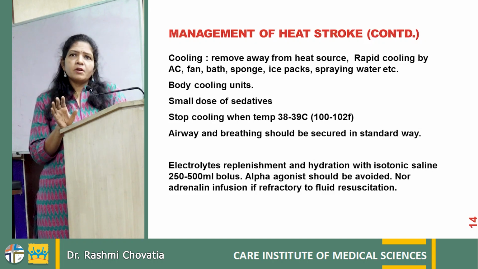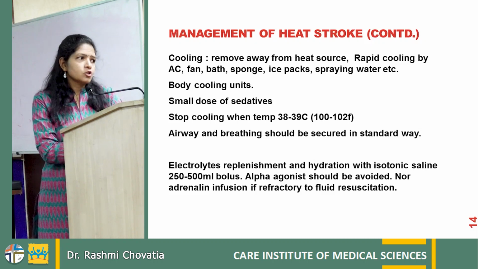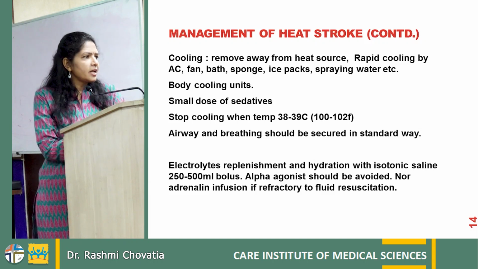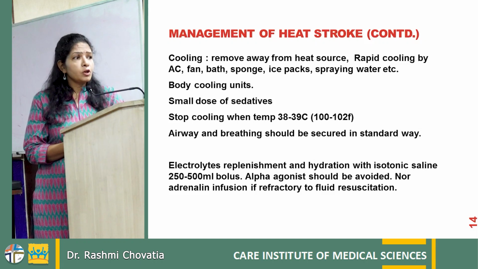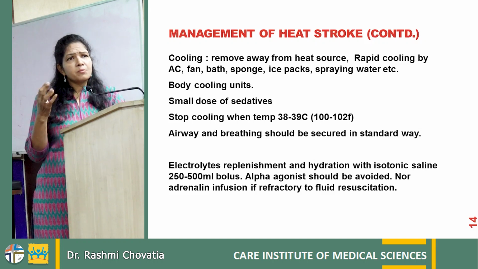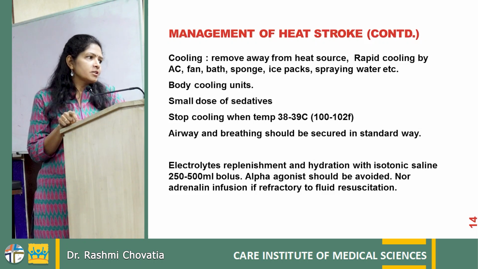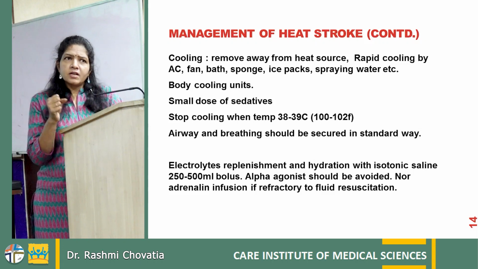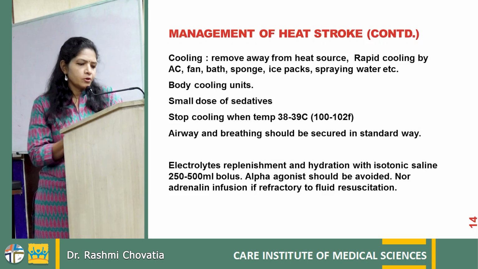and ventilation, airway, breathing should be secured in a standard way. There is not much water deficiency actually, but initial replenishment with isotonic saline, a 250 to 500 ml bolus. CVP will be high in spite of hypovolemia. So the measures are pulse rate, BP, and urine output, and accordingly we should do the fluid resuscitation. We should avoid alpha agonists because they cause vasoconstriction. If required in refractory cases, we can use dopamine or dobutamine.